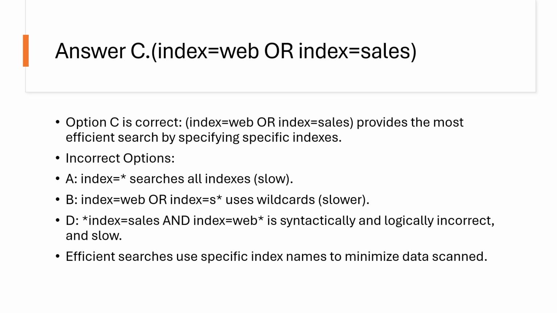Option C is the most efficient because it directly targets only the web and sales indexes. The OR operator lets Splunk combine those results quickly. The less data Splunk has to scan, the faster your search. That's the core of efficient Splunk searches.